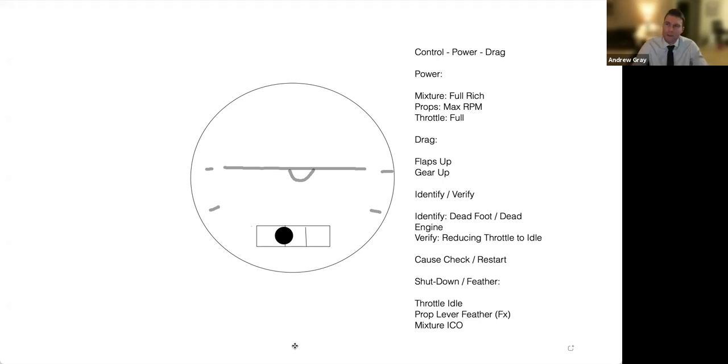So to review, when I have an engine failure, don't panic, take a moment, step on the rudder right away, get that ball halfway out, a little bit of aileron in the direction of the rudder that I'm applying, a little bit of back pressure, that's control. Power, mixture, pitch, power to full, 35 to 40 inches manifold pressure, confirm flaps up, confirm gear up, identify, dead foot, dead engine, in this situation, right engine. Verify, confirm right throttle lever to idle, bring it back slowly, it should already be at idle because that's what your instructor did to you.